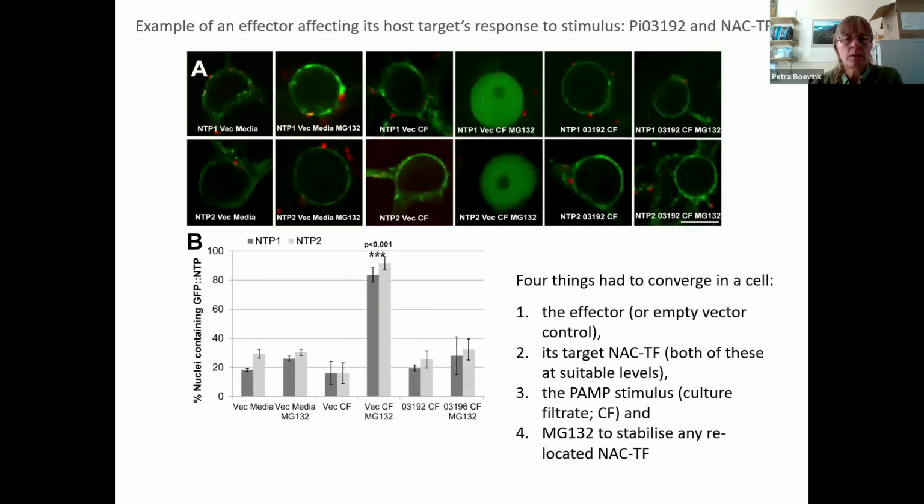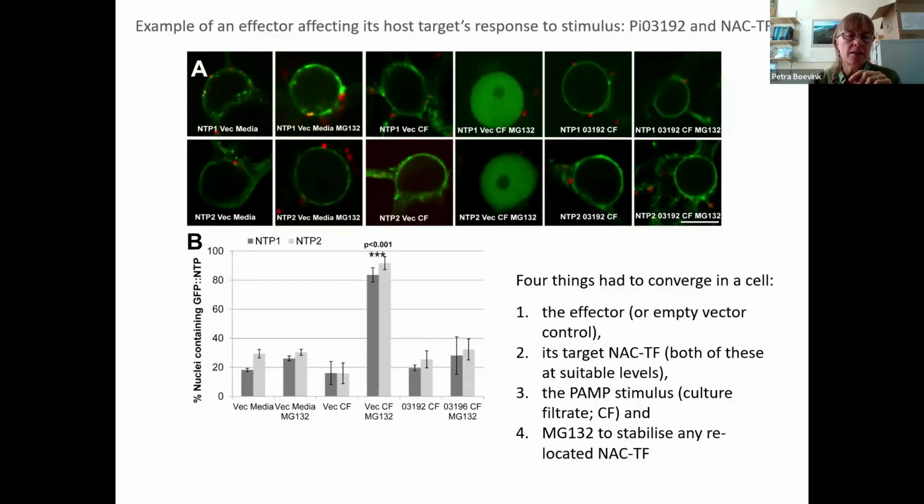This is an example where we're looking both at an effector blocking an effect, at both a protein responding to a stimulus and the effector changing that response. So this effector, 03192, blocked the movement of the NAC transcription factor from the ER into the nucleus in response to PAMP stimulus.